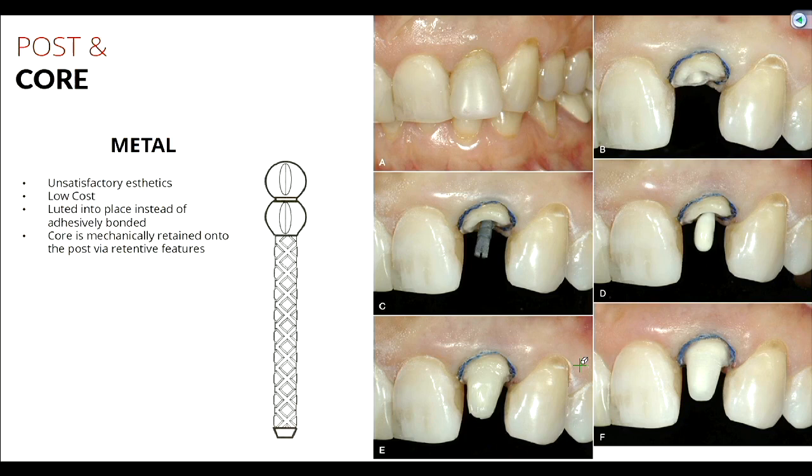Okay? All right. So the downside of this is it's metal, so sometimes the graying shows through. Here they show an example of blocking out that color with a more opaque composite. But sometimes in the interior area, that metal will still shine through. And it'll be a little darker. It just looks a little less lifelike when you put that final crown on. So these get luted into place. Obviously, there's no bond to the metal. And then the core is mechanically retained onto the posts via these retentive features.